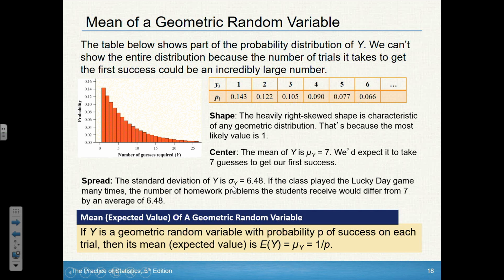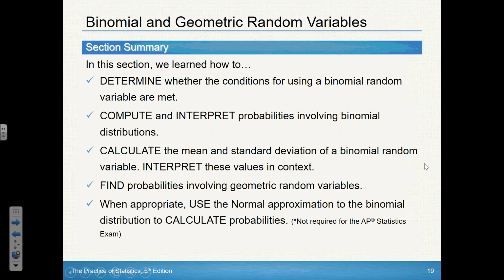And as far as the standard deviation of y, well, we could just go ahead and use the rule for the discrete random variable to go along with this here. You won't be asked to find the standard deviation for these geometric random variables, but you will be asked to find the mean of these here. And that's it for this chapter.